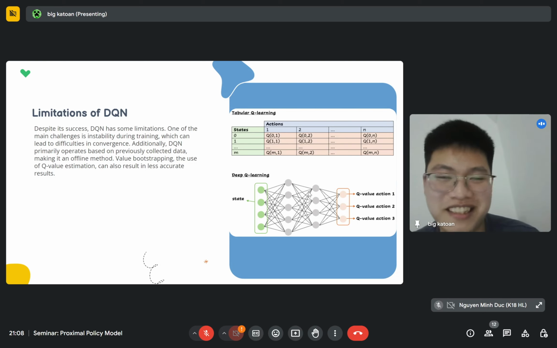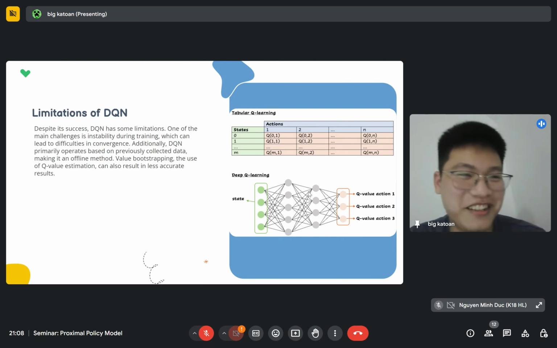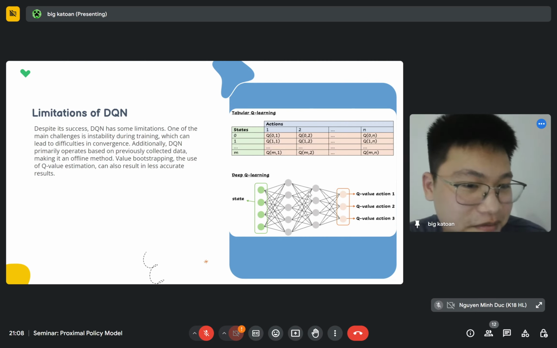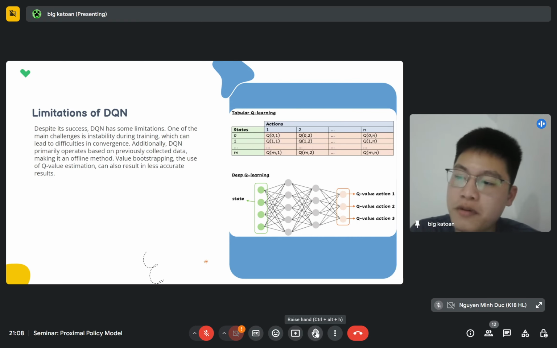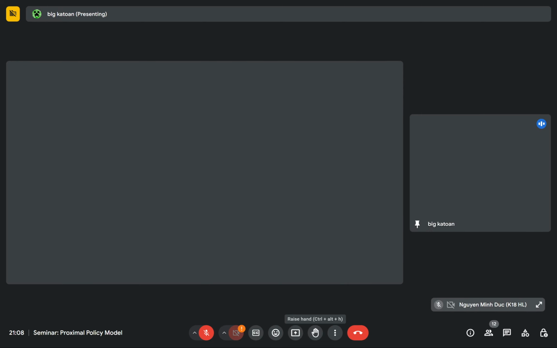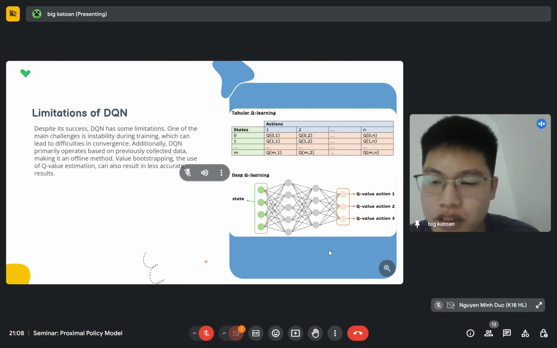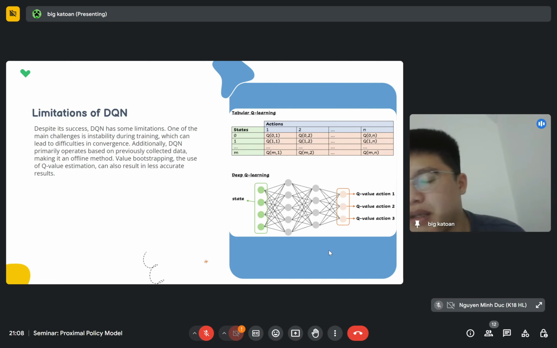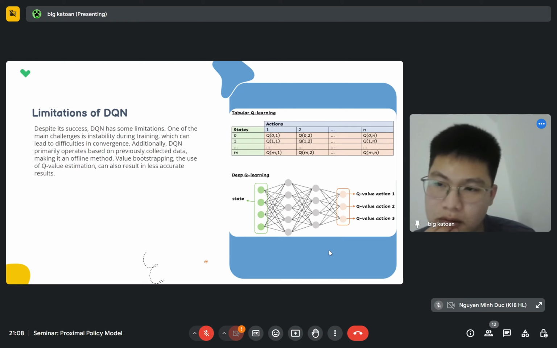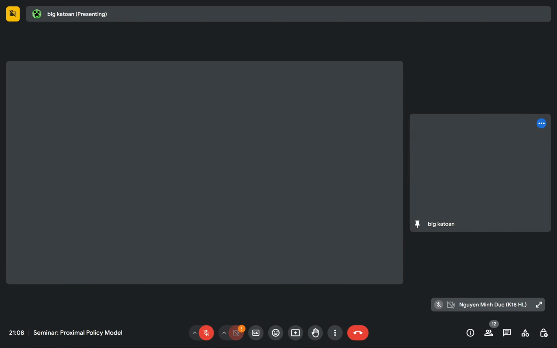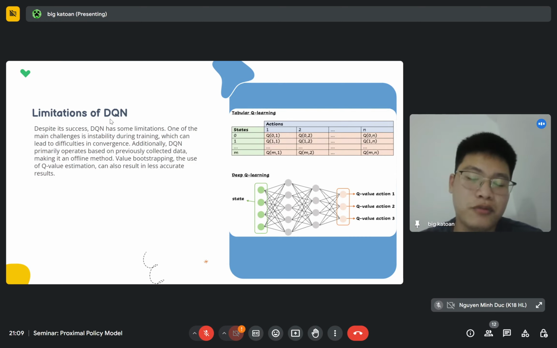We don't understand how it behaves, and actually it's very hard to converge a DQN model. DQN primarily operates on previously collected data, which makes it an offline method. This one is an offline method, and TRPO and PPO are offline methods too. They use value bootstrapping, but currently we don't talk much about it. Maybe in another seminar we can talk about value bootstrapping.